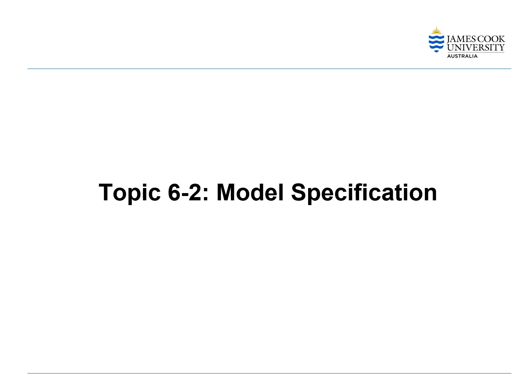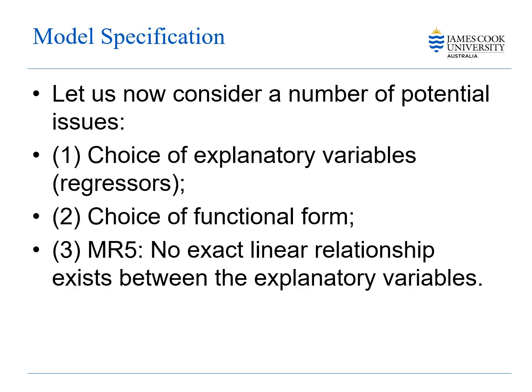Model specification. Okay, let us now consider a number of modeling issues here. Actually, three. First, choice of explanatory variables, the independent variables or regressors, and choice of functional forms. And we look at an issue of multicollinearity.